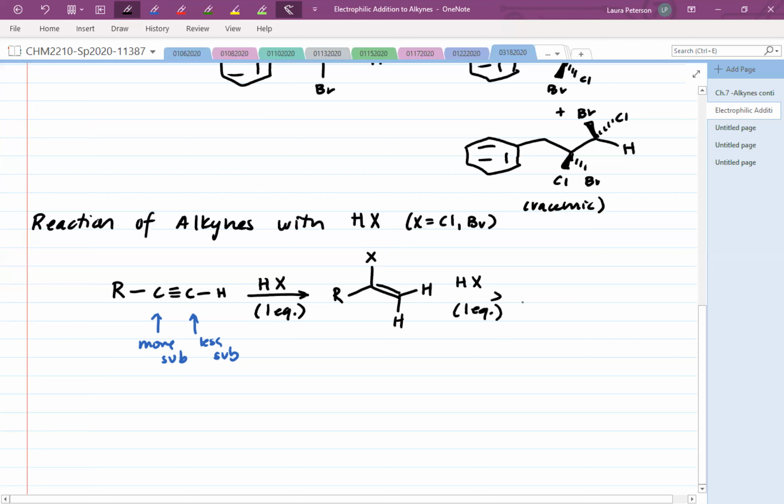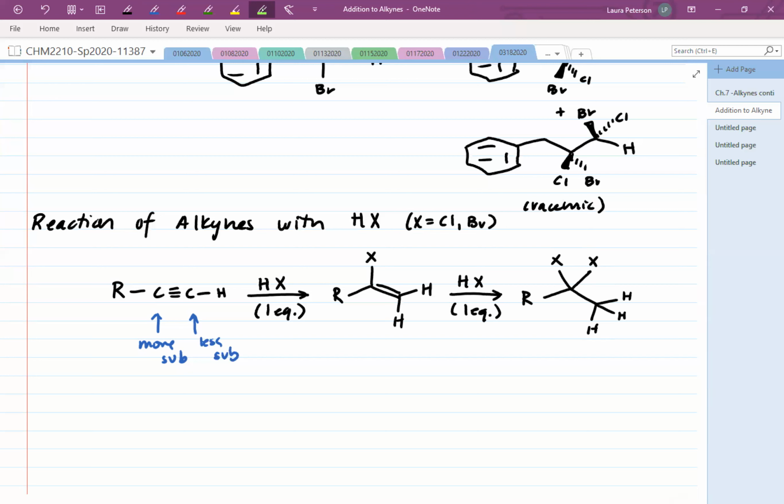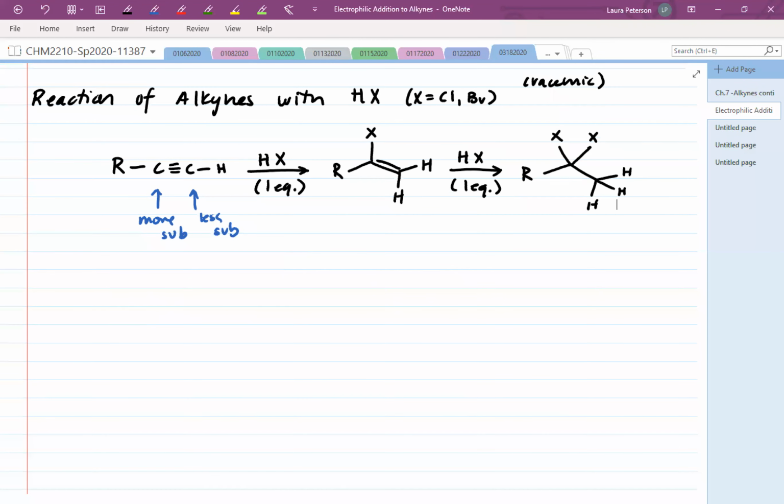Okay, so following the second equivalent, I'm really just following the reaction that I learned in chapter 6. All right, and I'm going to draw the hydrogens in here just so that we can see them. So notice even with the second equivalent, we've added another X to the more substituted side and another H to the less substituted side. So this is a regioselective reaction for Markovnikov's halide, okay? And again, the only time we can see the regioselectivity is if we are using a terminal alkyne.